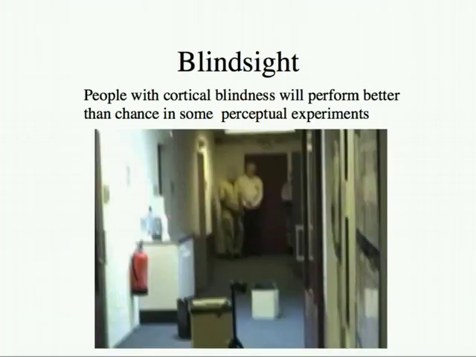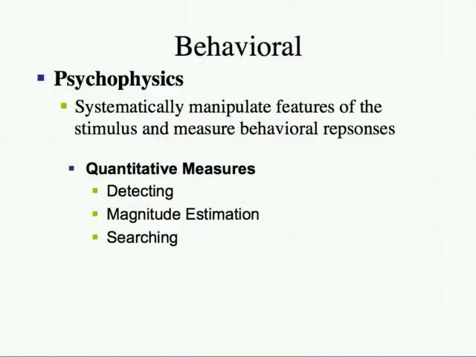An individual who, in this case, was able to seemingly navigate past obstacles even though they had cortical blindness, and this is a well-known phenomenon. In many cases, people who have cortical blindness are able to demonstrate better than chance visual performance, even though they do not have conscious awareness of any of their perception. So the point is that a lot of perception can actually take place beneath conscious awareness.